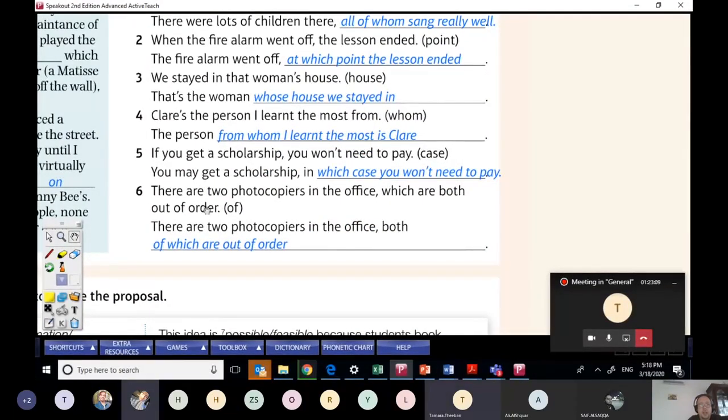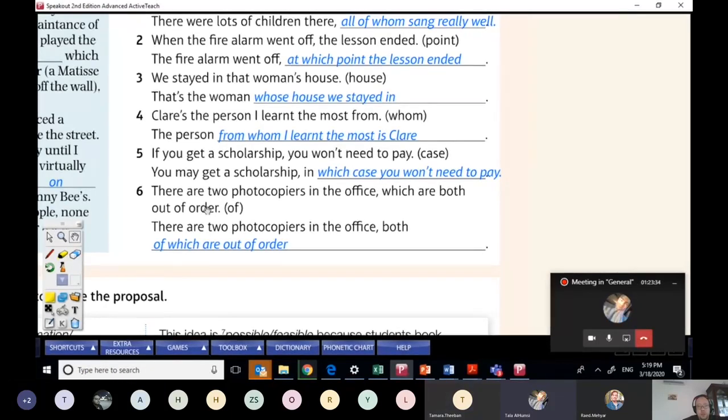Let's do Rod and Tala, you can do number six. If you get a scholarship, you won't need to pay. You may get a scholarship, in which case you won't need to pay. Good, and that's a nice phrase to use, in which case. In which case basically means if this happens. Okay, and Tala? There are two photocopiers in the office, which are both out of order. There are two photocopiers in the office, both of which are out of order.